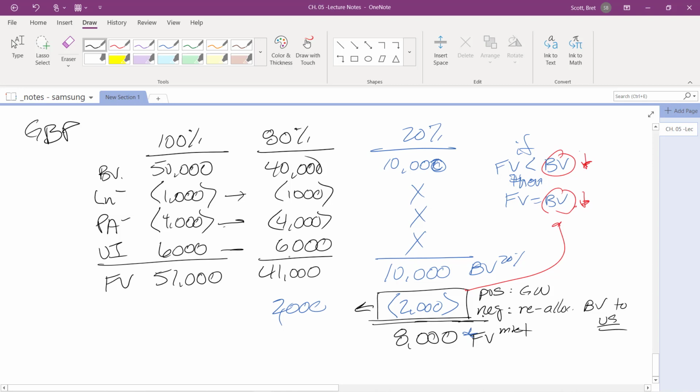One, 4, and the 6. So I got 41,000, or 41 million, however you want to call it. And then I'm taking an additional 2 million reallocated from the 20%. This is the reallocated book value. Okay, taking that from the 20, add that, and what I get is 43.